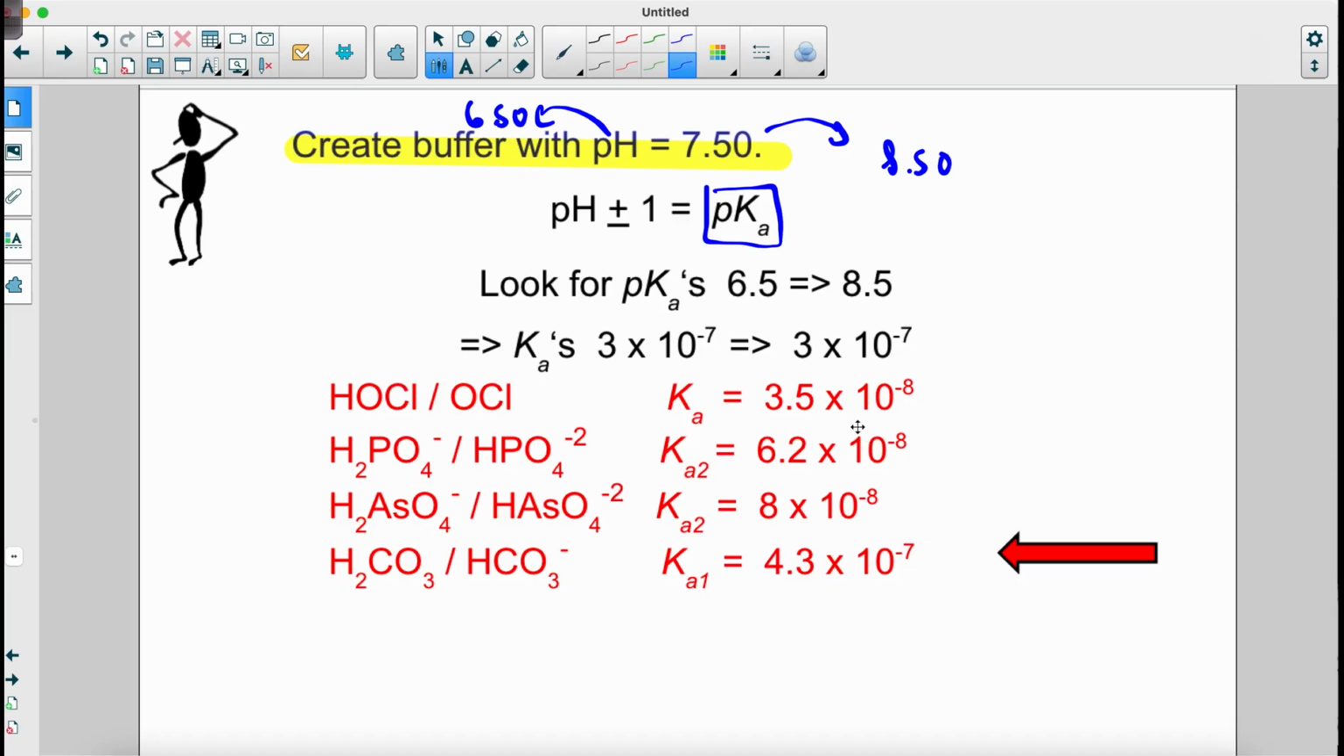Well, they'll give you a Ka chart like this, and the first thing I'm going to do is pop these into my calculator. So I'm going to go 3.5 e to the negative 8, take the negative log of it, and I get 7.46. That is my pKa value. So I'm changing the Ka into the pKa by negative logging it. Then 6.2 e to the negative 8, negative log, is going to be 7.21.